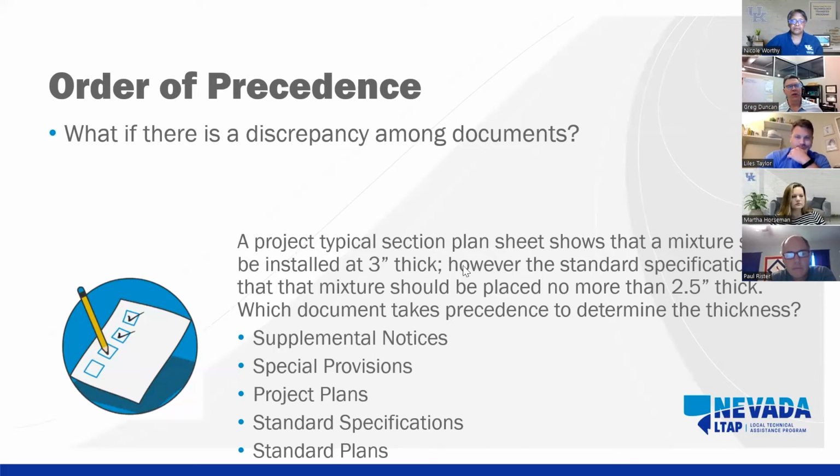So if we have a discrepancy, and I'm not saying we ever want to have a discrepancy, but if we do, it's important that the contractor and the construction administrator have a way to work through that discrepancy. And so in this instance, project plans would control. They have the most relevance to that project, and there may be something that the designer, that specification writer, is thinking: okay, in this instance, I need a mixture to be placed at 3 inches rather than 2.5. So the project plans would take precedence there. So that is the correct answer.